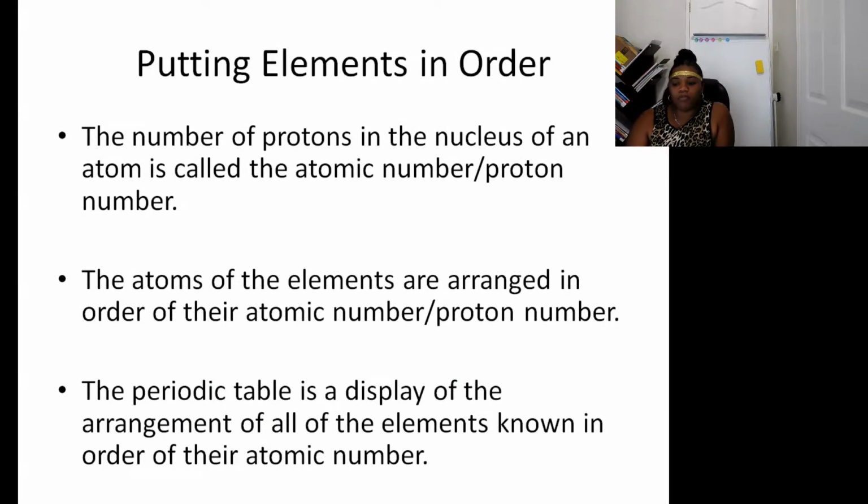The number of protons in the nucleus of an atom is called the atomic number or the proton number. Those words, atomic number and proton number, are used interchangeably. The atoms of the elements are arranged in order of their atomic number or proton number. The periodic table is a display of the arrangement of all of the elements known in order of their atomic number.